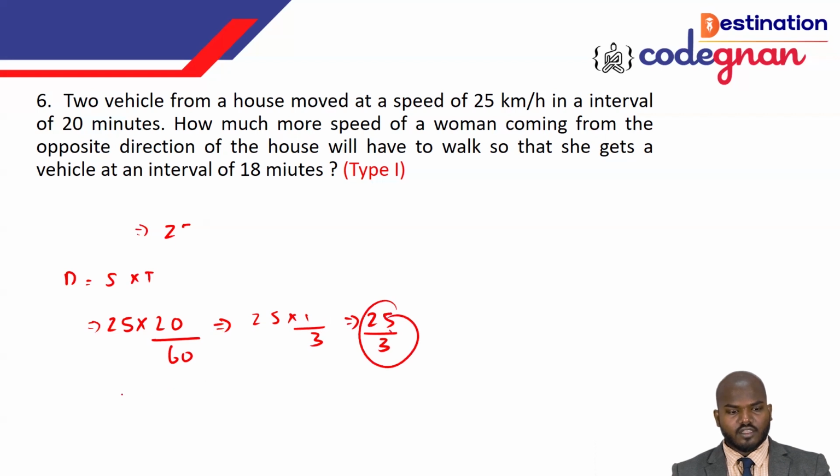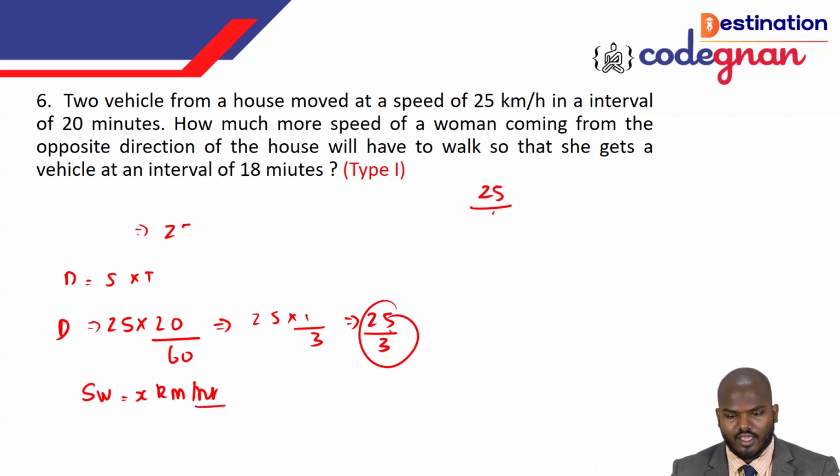So now they are asking the speed of the woman. The speed of the woman, I don't know, right? So I'm calling it x kilometer per hour. Now you just want to say the same thing. The distance is equal to 25 by 3 kilometer. Next, they're asking how much distance. That is the only thing here, the place you just want to take it up here.